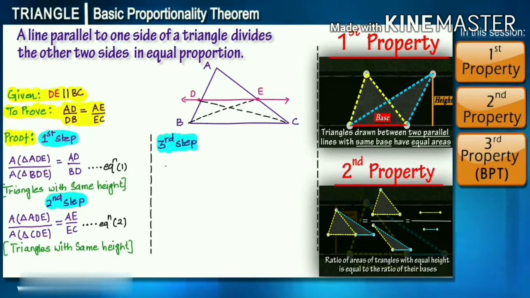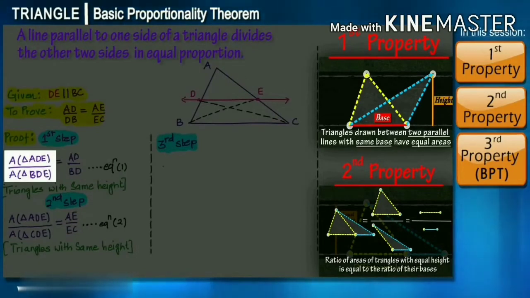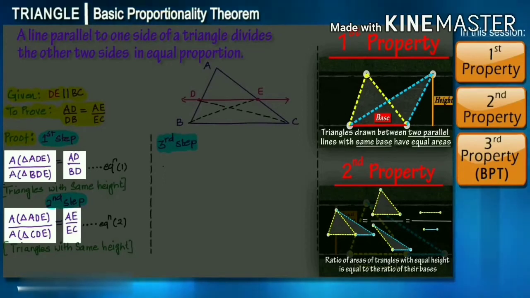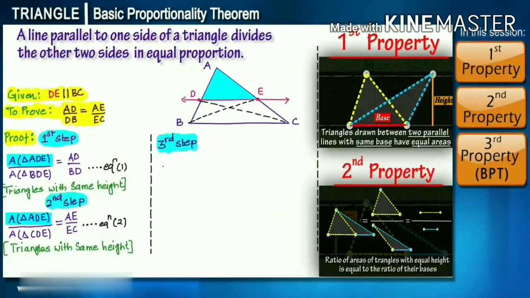Now the final step, AD by DB is equal to AE by CE. To prove them as equal, we need to consider the left hand side of equation 1, that is area of triangle ADE upon area of triangle BDE. Similarly, the left hand side of second equation is ADE upon area of triangle CDE. To prove RHS as equal, we have a common triangle ADE. We must prove that BDE and triangle CDE to be equal.